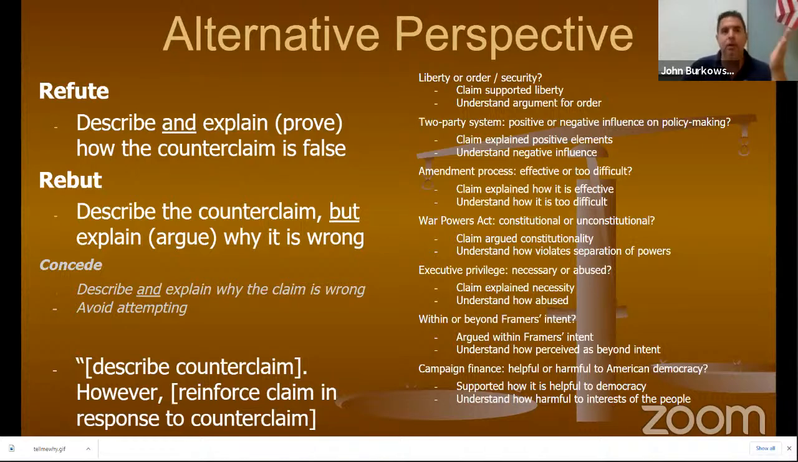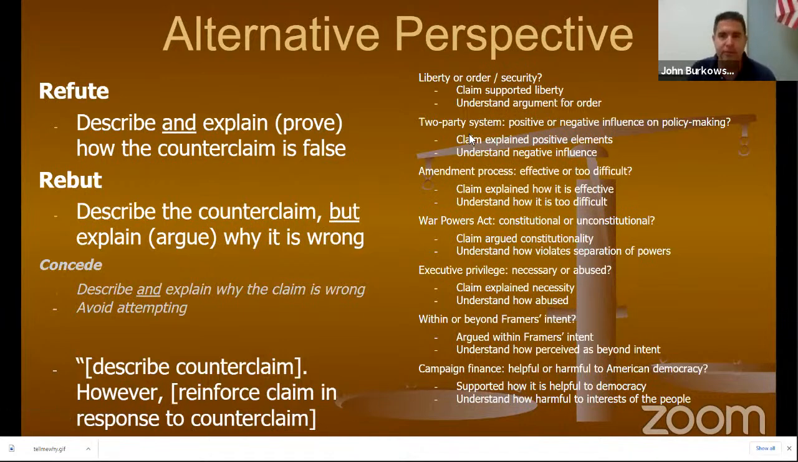Do what you see there. Address the counterclaim, describe it, and then explain why it's wrong. Reaffirm your position, reaffirm your claim. Go back to saying, I get what you're trying to say, but. You can see some language you could use here: you describe the counterclaim and then say, however, and you reinforce your claim in response to the counterclaim.